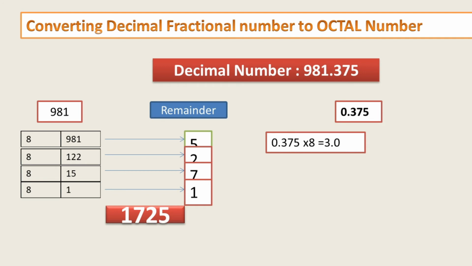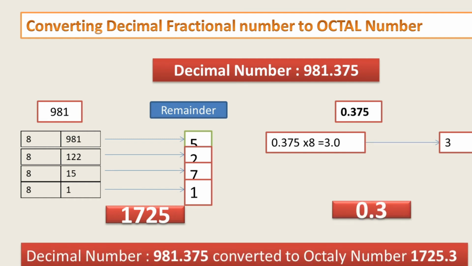Now we multiply 375 by 8 and the answer is 3.0. We store the number 3 there, and then the decimal number 981.375 is converted to octal number 1725.3.